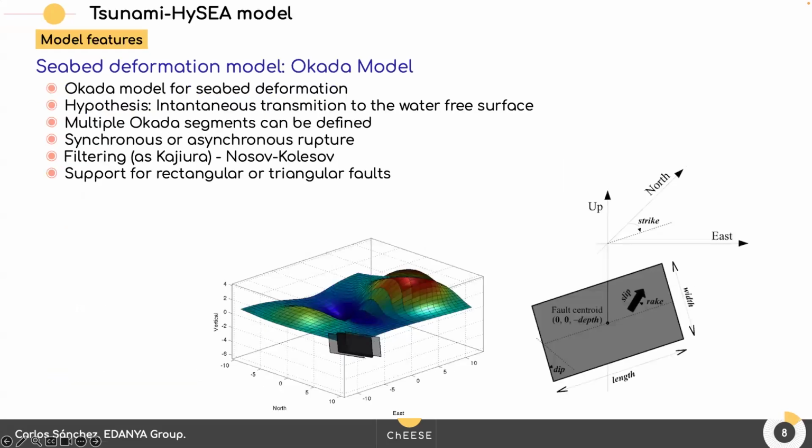And in this slide, let's highlight some key features of the Tsunami-HySEA model. For example, the seabed deformation model. We incorporate the Okada model for the seabed deformation, allowing for the instantaneous transmission to the water free surface. The Tsunami-HySEA model supports multiple Okada segments, synchronous or asynchronous fracture, and several filtering techniques. Additionally, it works for rectangular but also triangular faults.